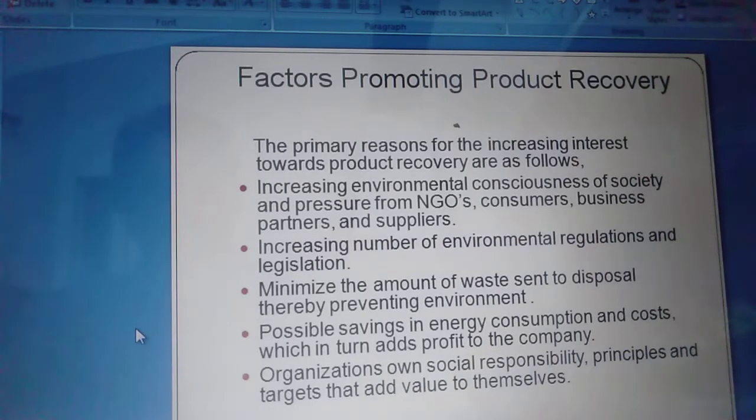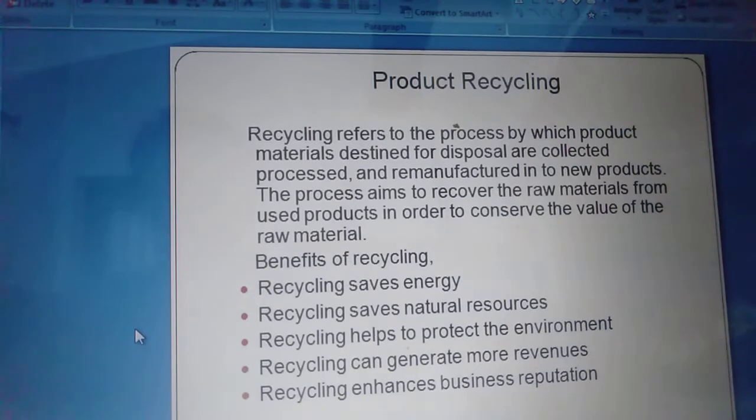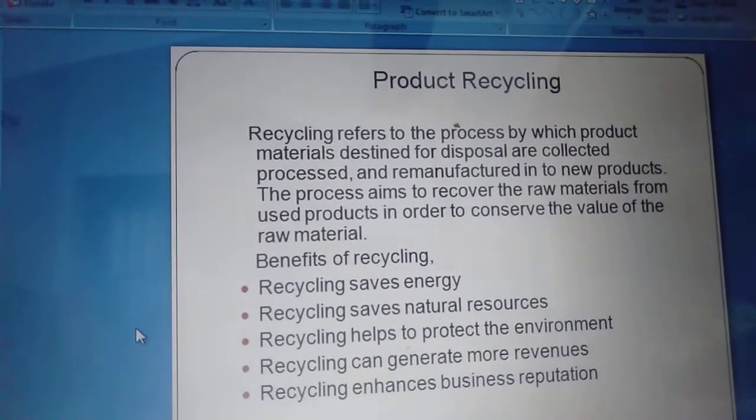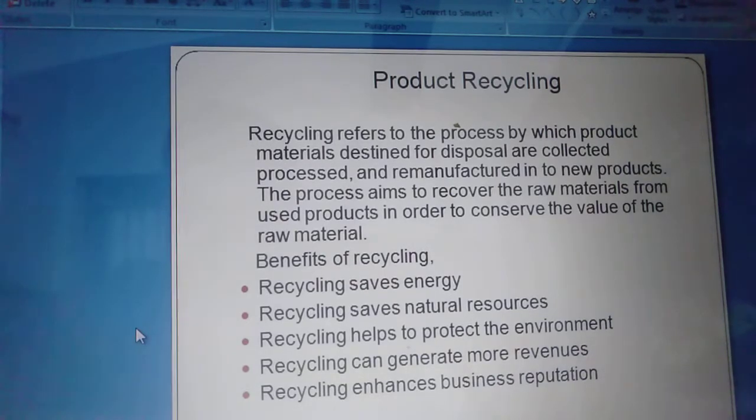So next, we have product recycling. What do you mean by product recycling? It refers to the process by which product materials destined for disposal are collected, processed and remanufactured into new products. So this is recycling. This process aims to recover the raw material from used products in order to conserve the value of the raw material.